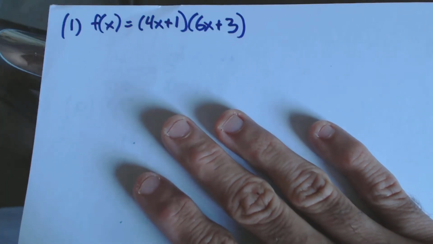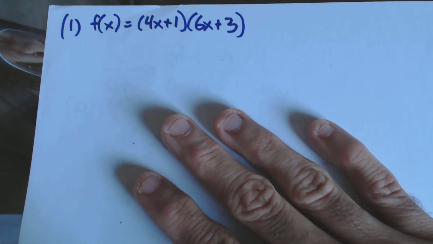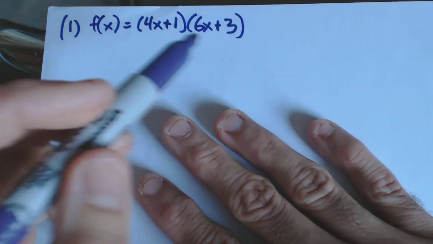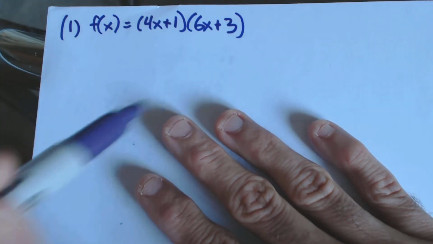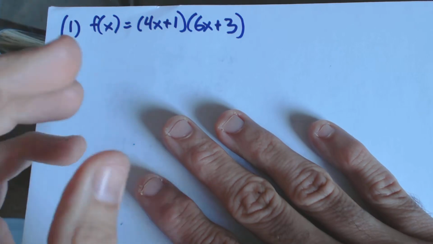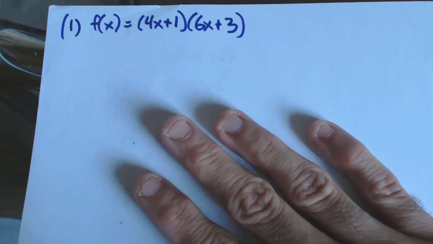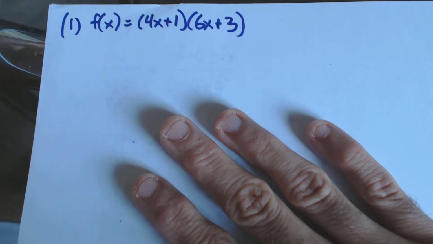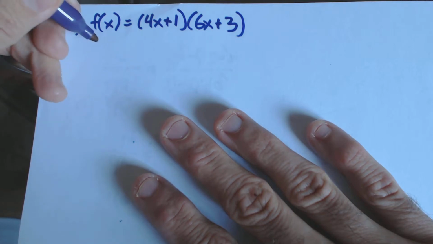Obviously, one way to handle this, if you don't want to use the product rule, the multiplication rule, is to just multiply through and get individual terms and then take the derivative of those individual terms. But this chapter is focusing on the product rule, and the product rule is easy to remember. It's an easy thing to apply, so let's use it.